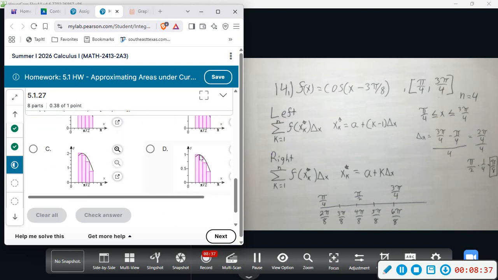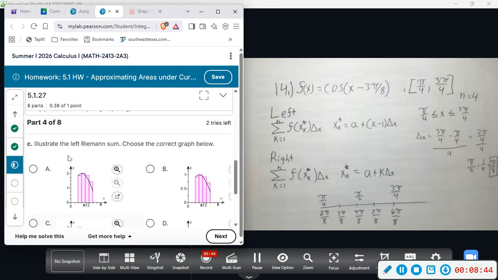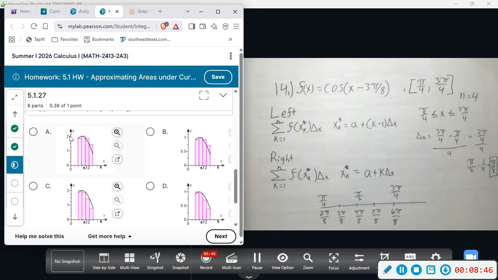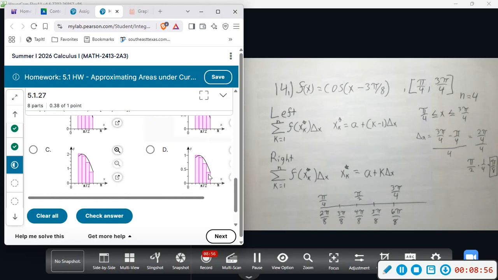This one looks like a right Riemann sum because it's hitting the graph here and then going back that way. So A and C I would eliminate because they go to a height of 2. B and D look correct, but B is going to be the left endpoint. So B is the one that illustrates the left Riemann sum.